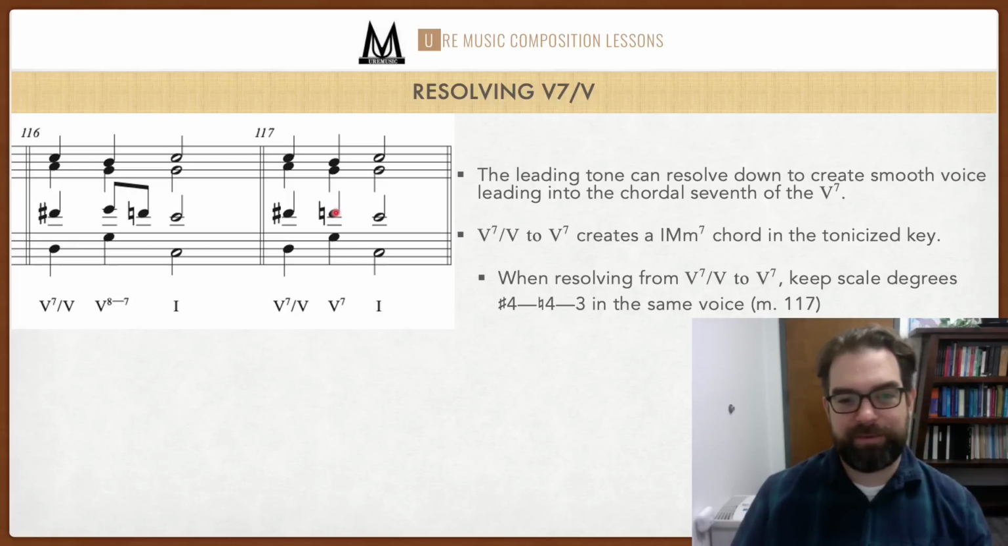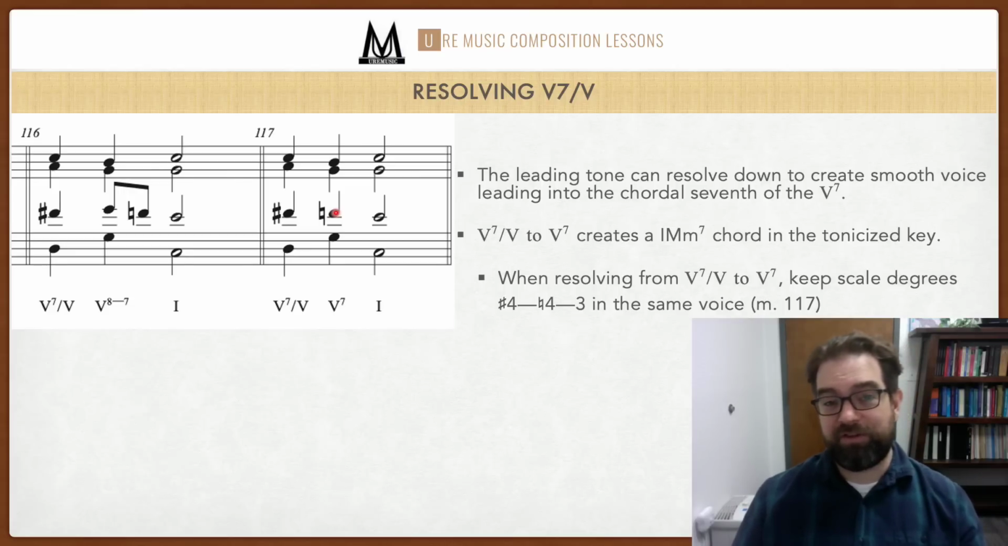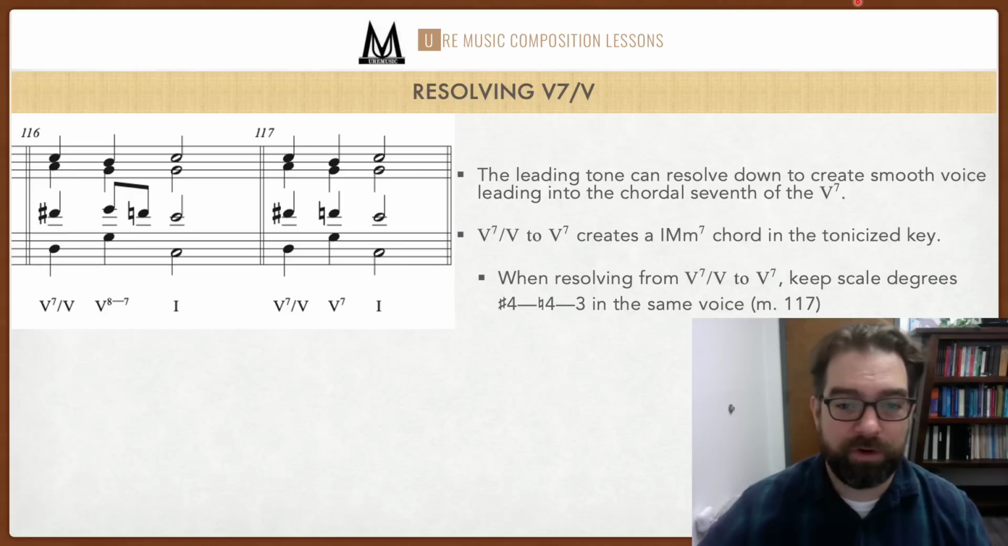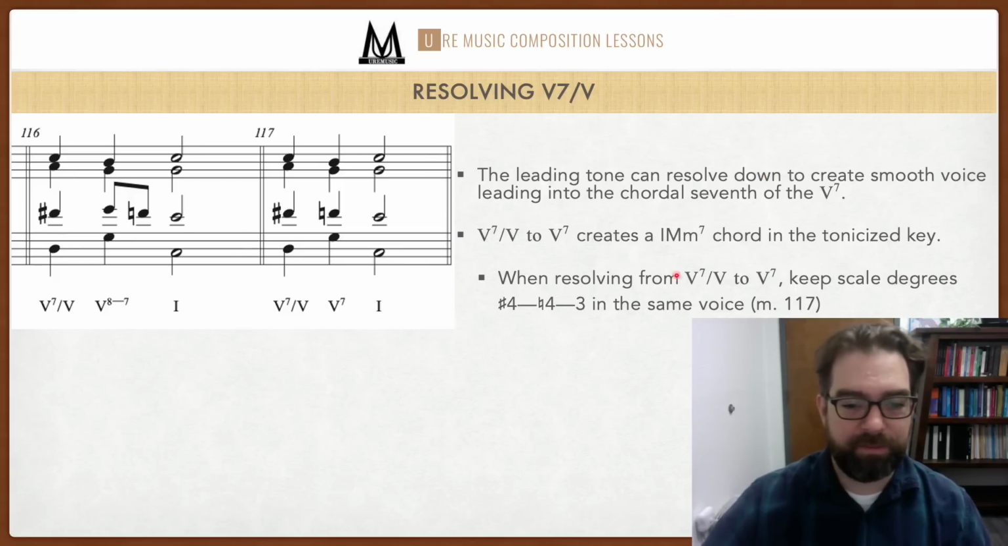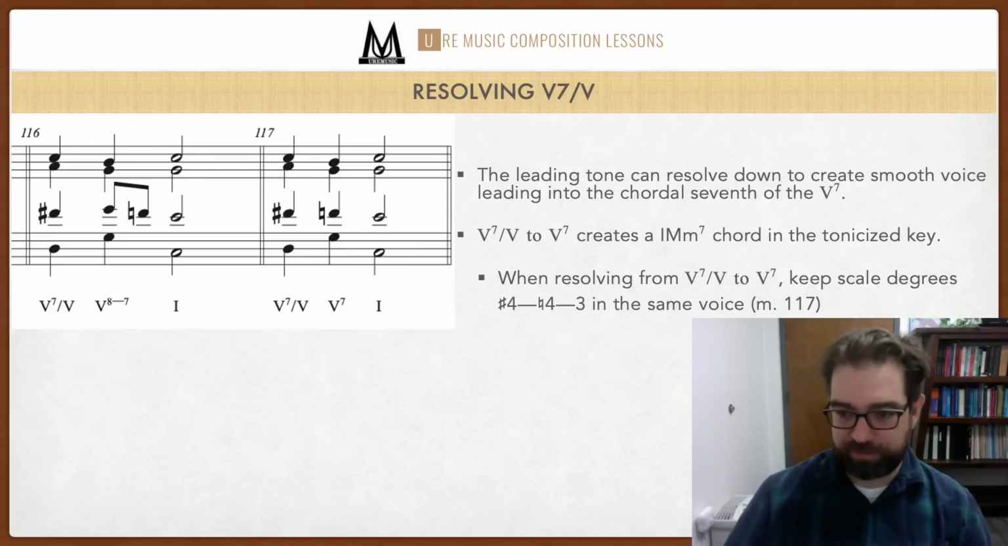And that's not something that we would typically see in the primary key area. You're not going to have a I major-minor 7. First of all, if you had a I major-minor 7, it would probably be a major 7. So we want to avoid that. And just keep in mind that when resolving from V7 of V to V7, keep the scale degree sharp 4, natural 4, 3 in the same voice. So that's measure 117, all that chromatic motion staying in one voice.